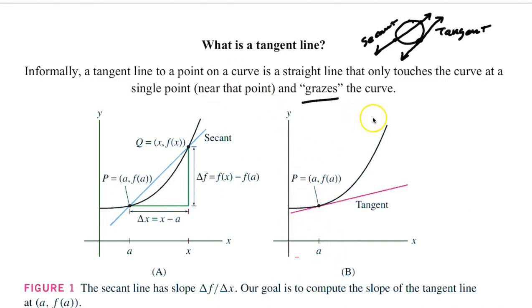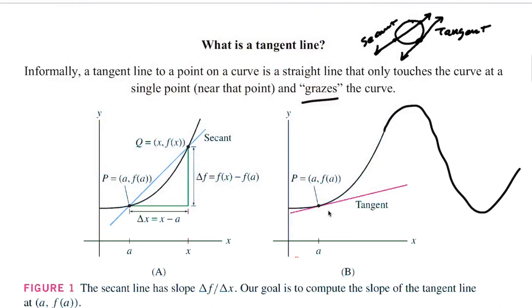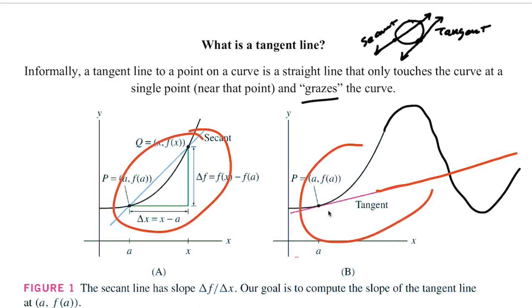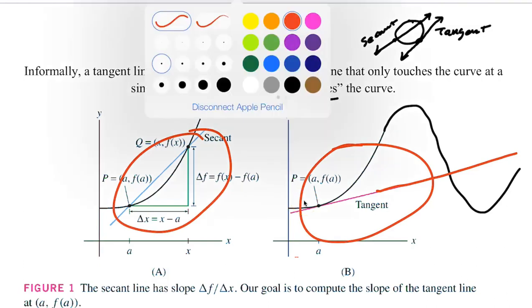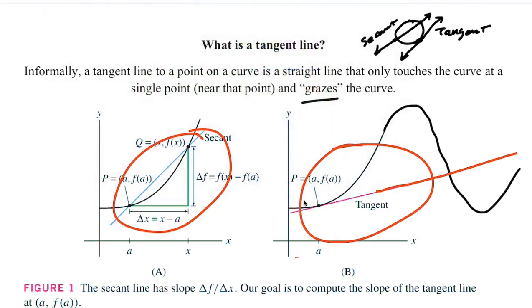Now, we say near the point because this graph goes on. For all we know, this graph looks something like this. And if we extend our line, it'll cross it again. But that doesn't really matter because all we care about is near the point. So we look at near the point. This thing only crosses it once. And it's also the way it crosses it, right? We want it to graze. That way we know it crosses it once and it grazes it.